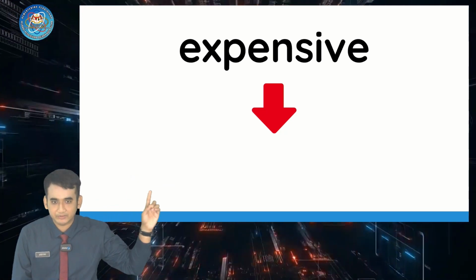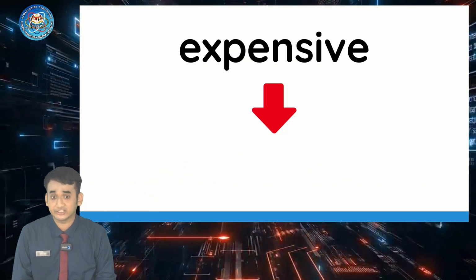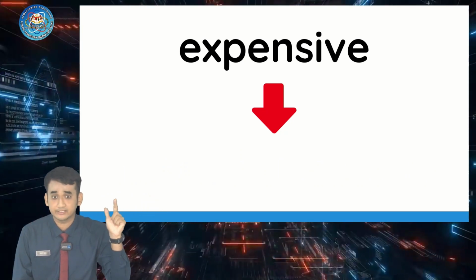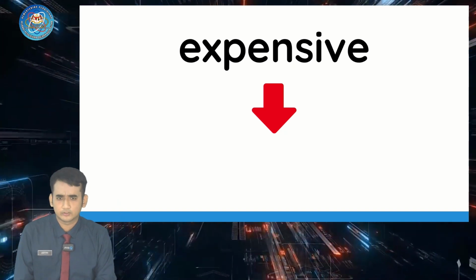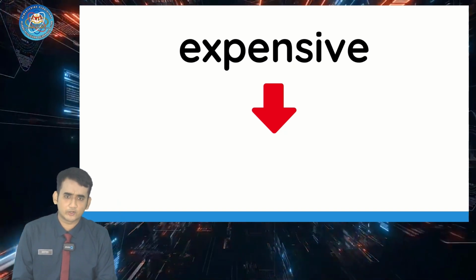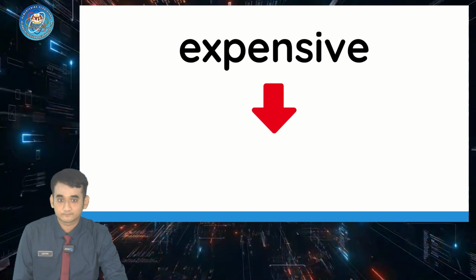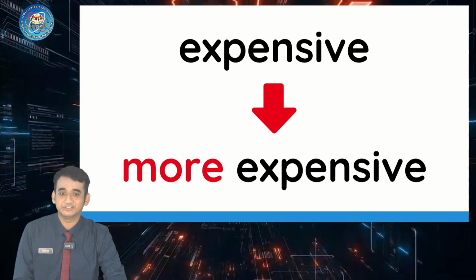Now, look at this word. It's a long word here. The word is expensive. Expensive. So three syllables. What do you think the comparative form for expensive is? More expensive.